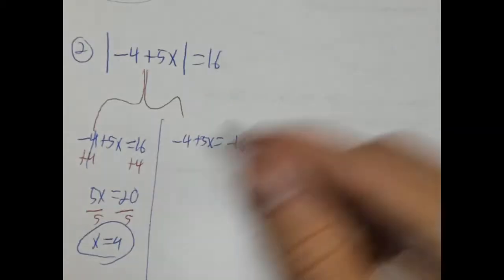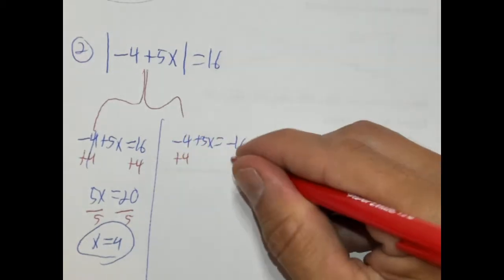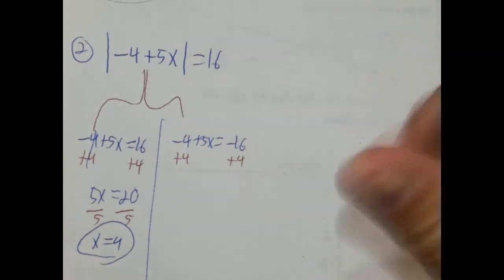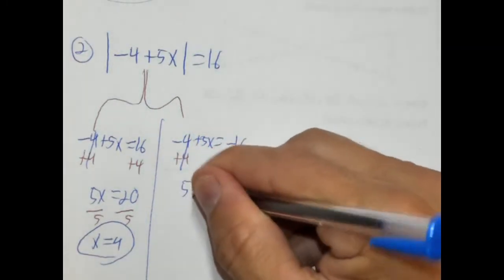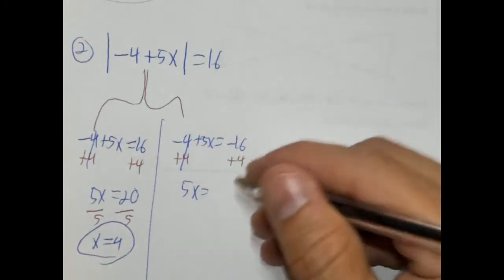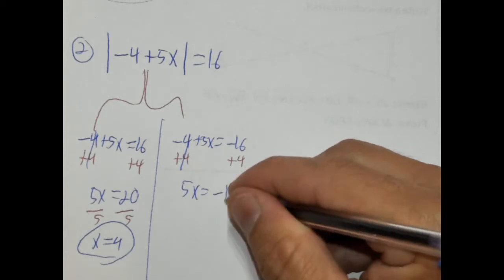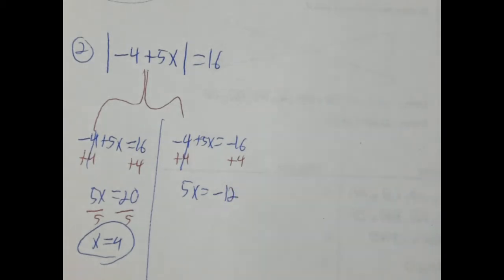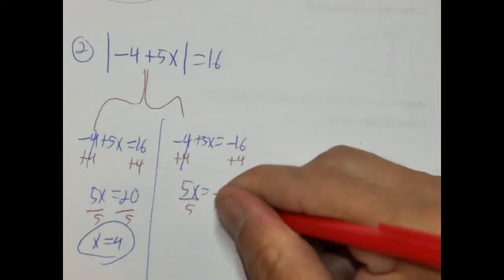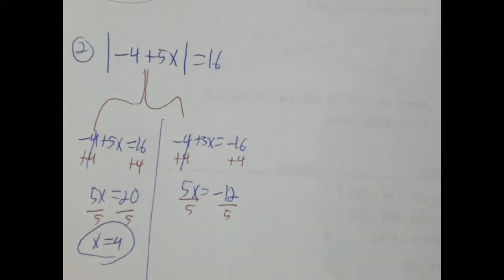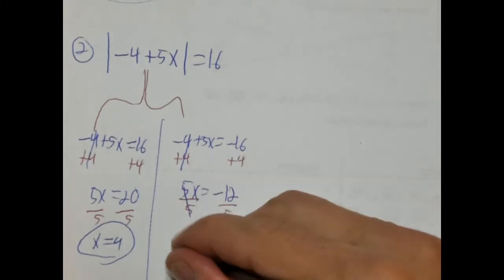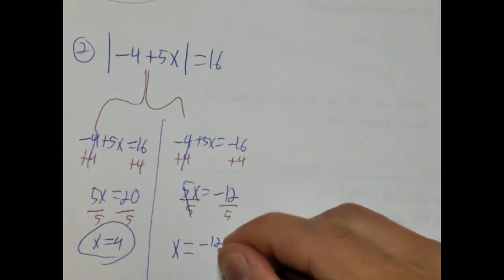Let's see what we get over here. So we're going to solve it the exact same way. So we're going to add 4 to both sides because that's our coefficient. But this is where it starts to change. 5x equals, and then negative 16 plus 4 is going to be negative 12. And we're going to divide by 5. And we're going to get a fraction. We're going to get an improper fraction. That's totally fine. So we have x equals negative 12 over 5.